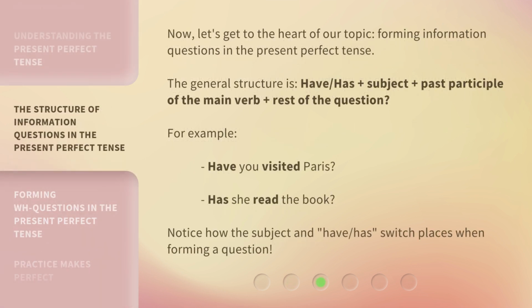Now, let's get to the heart of our topic: forming information questions in the present perfect tense. The general structure is have/has plus subject plus past participle of the main verb plus rest of the question. For example, have you visited Paris? Has she read the book? Notice how the subject and have/has switch places when forming a question.